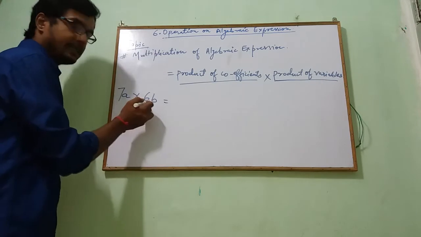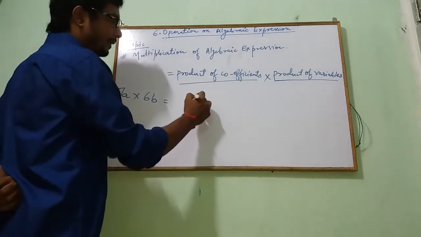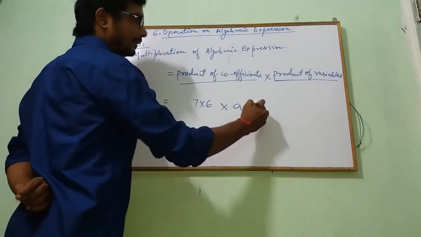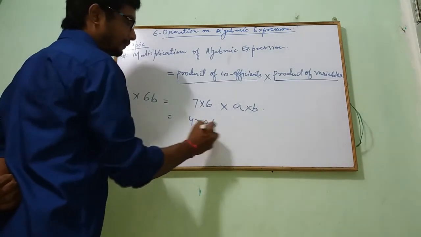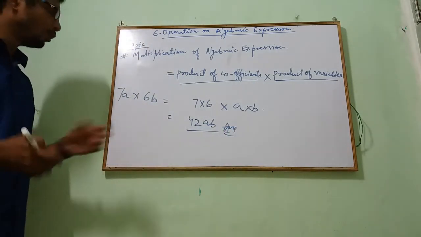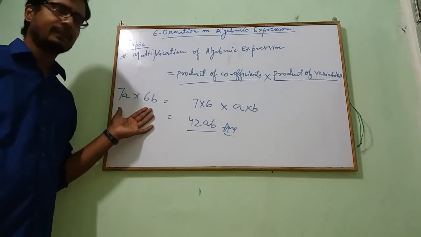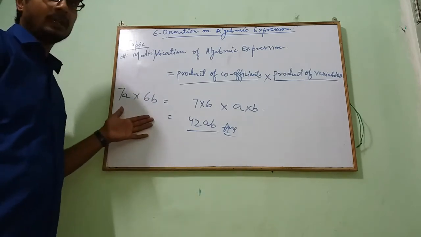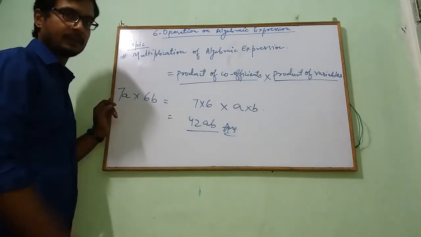So 7 and 6 are the coefficients of a and b. So 7 and 6 will be multiplied separately, and a and b will be multiplied separately, and my result will be 7 times 6, 42, into ab. So this will be my answer. This is a simple monomial with monomial multiplication. We also have a monomial with a binomial, and a monomial with a polynomial. There will be a lot of questions in this pattern.